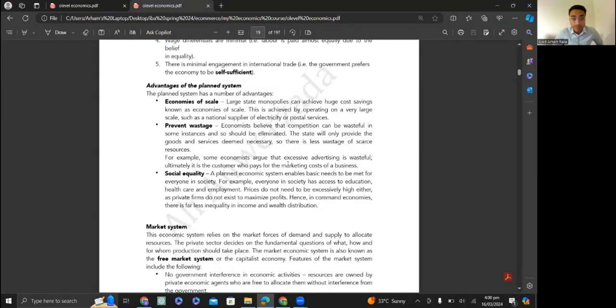So these are the three advantages of the planned economy system. These are the economies of scale, preventing wastage, and social equality. Large state monopolies can achieve huge cost savings, known as economies of scale. And what is the monopoly over here? The government is the monopoly over here, and a monopoly can have huge cost savings by becoming a larger single unit firm.